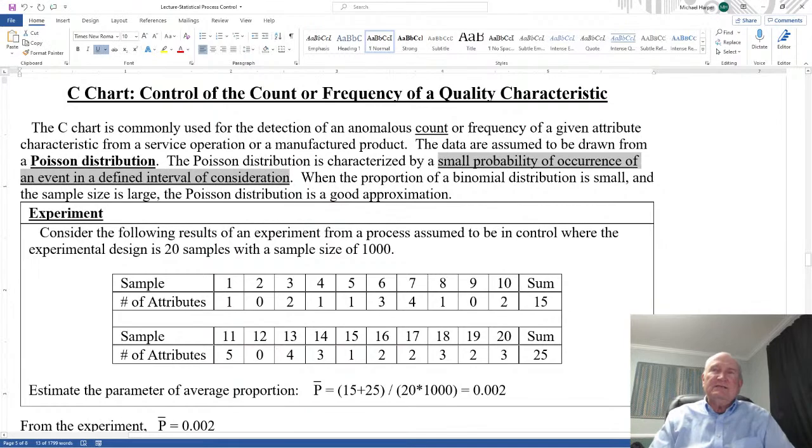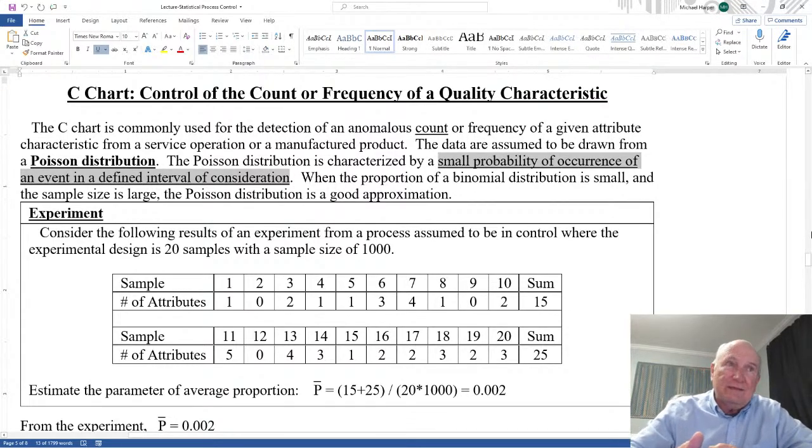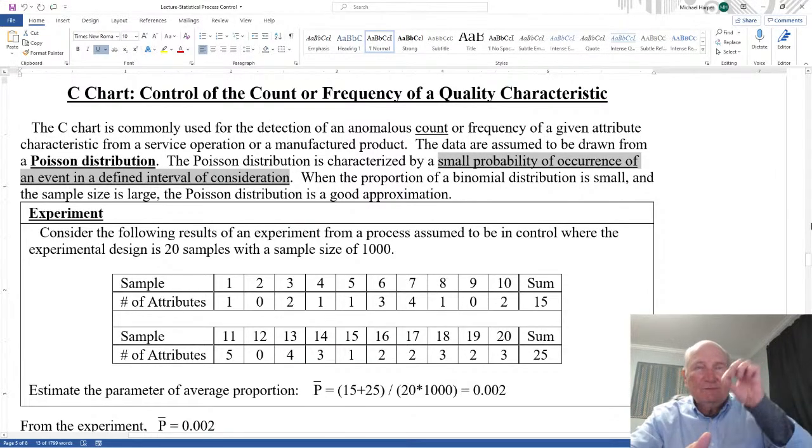Now, when I teach this in statistics, I'll say, well, it's like the probability of an accident happening during a day in Denver. So hopefully it's small, okay? And that's time. The interval of consideration is 24 hours or 12 hours. Or it could be how many potholes are there on a county road. Well, now that's length. My interval of consideration is a length, and my occurrence is a pothole.